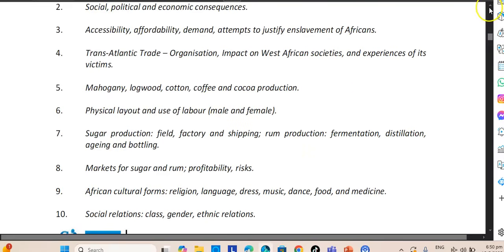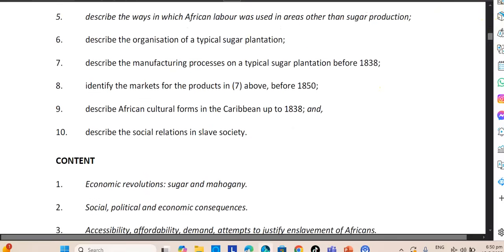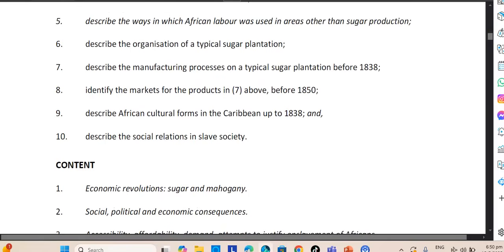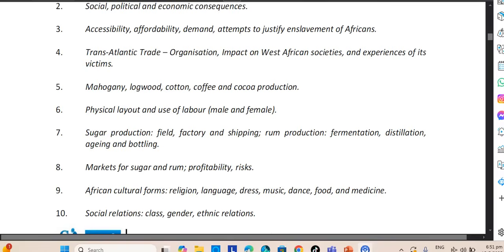All right, so again, we are looking at describing the manufacturing processes on a typical sugar plantation before 1838. The sugar plantation functioned as both a farm and a factory, producing raw material and rum for export. Sugar production involved several stages: the field work, the factory, processing and shipping, with rum as a byproduct of sugar production.